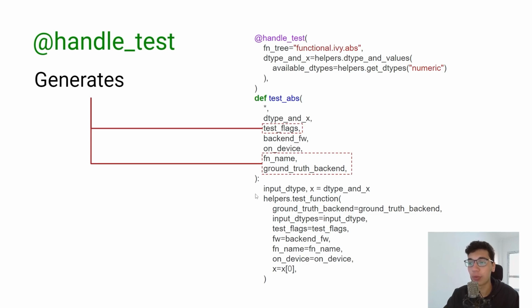And we tell the helper test function that we want to call the function ivapps using x equal x0 as an input. And that just says that we want to use the first array in the list.